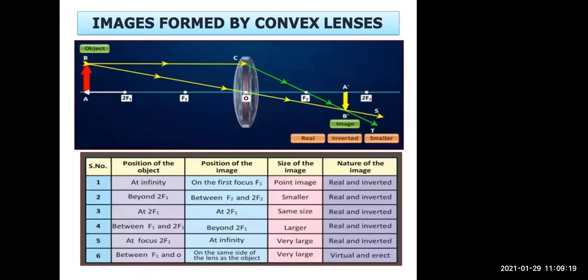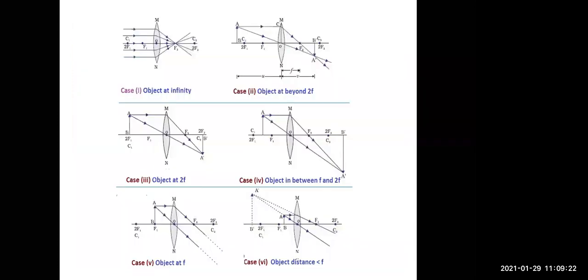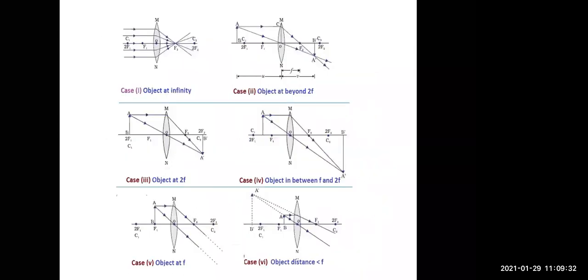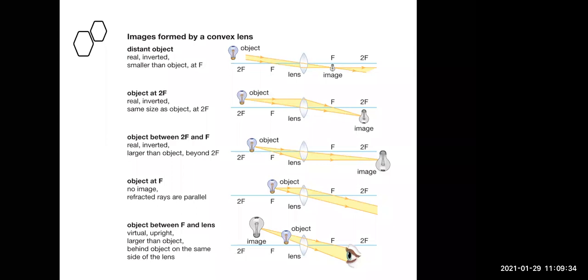Whatever cases we have seen here, this is the ray diagram in the form of a picture, so that it will be easier for you to understand. First of all, the distant object means the object is at infinity. That is the first case. Here you can see at point F, we get a point image. It is a small size bulb, but it is real and inverted.